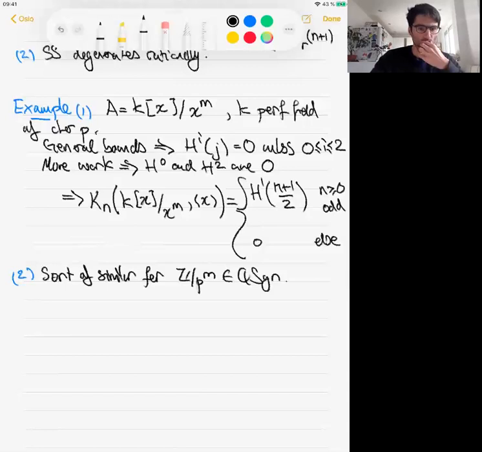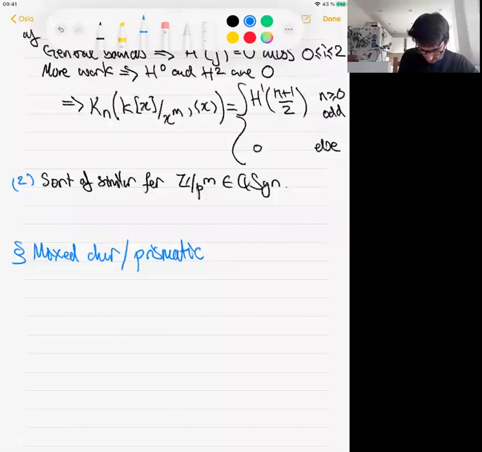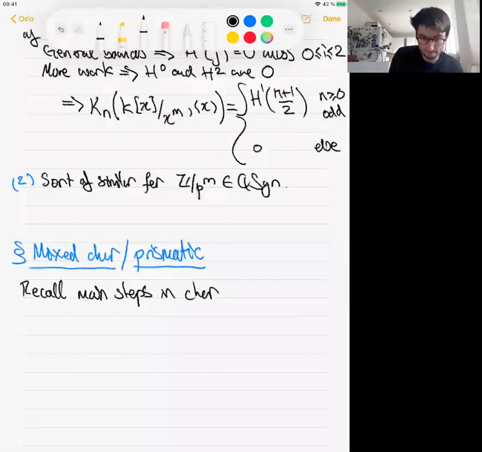Let me start with a reminder. So it's the mixed characteristic and the prismatic stuff. I think maybe though I should give a quick reminder of what the main ideas of the proof were in characteristic p. So let's recall the main steps in characteristic p. So there was this key local theorem at some point.